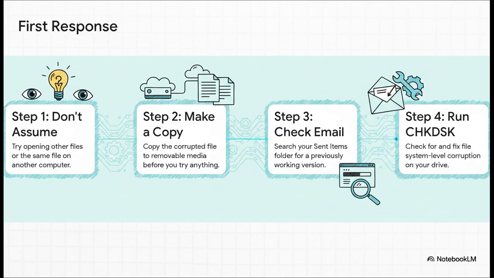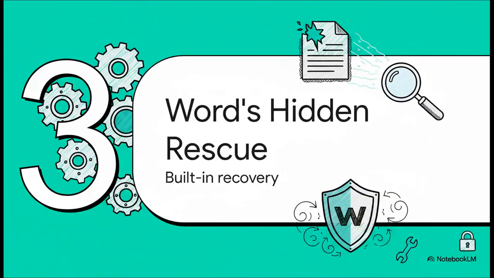And finally, number 4, run a little tool called CHKDSK. It's a built-in Windows thing that basically checks your whole hard drive for errors at the system level. It's like a health checkup for your storage. All right, moving on to Section 3, Word's hidden rescue tools. So if that first aid checklist didn't do the trick, it's time to see what Word itself can do.